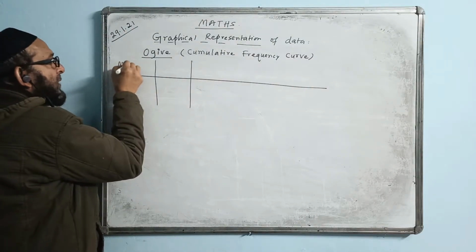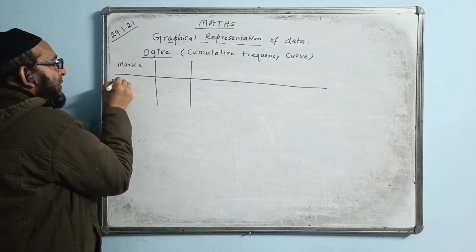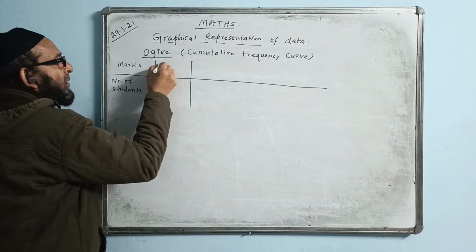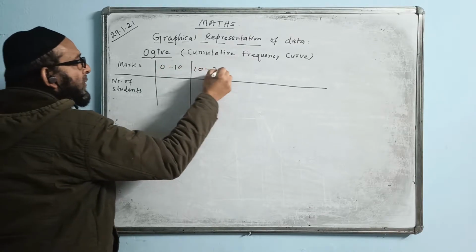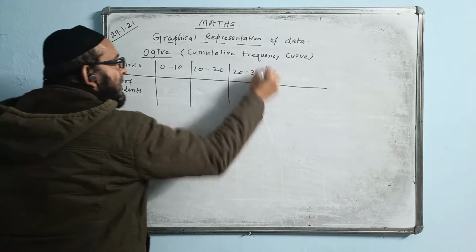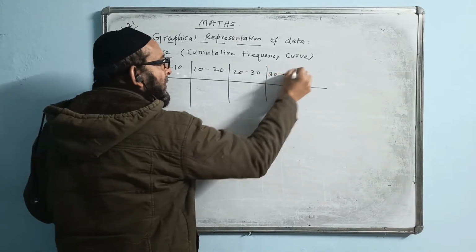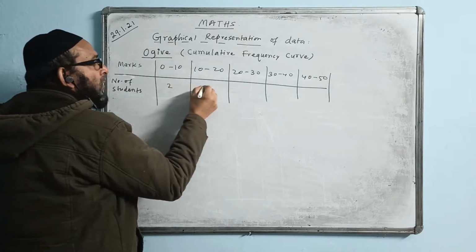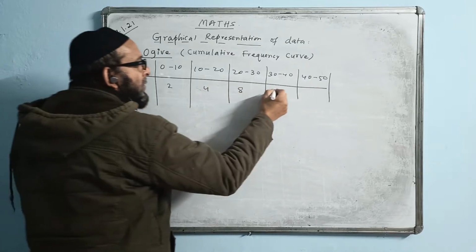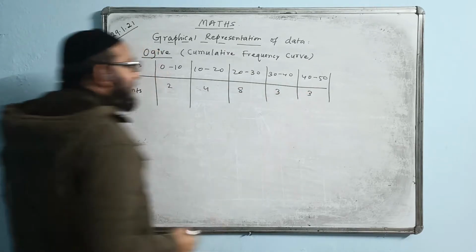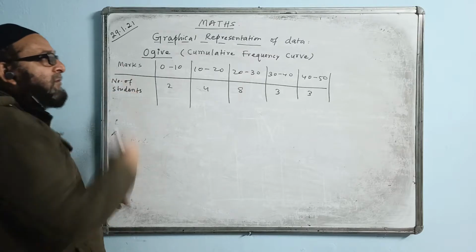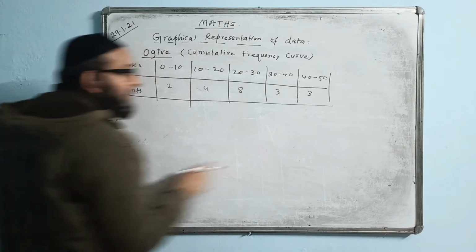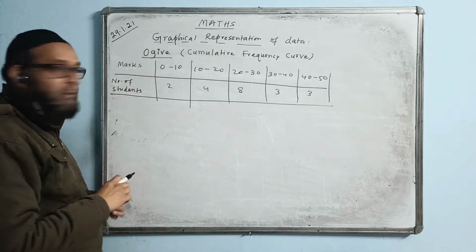distribution. Here also marks and number of students are given. Marks given are 0 to 10, 10 to 20, 20 to 30, 30 to 40, 40 to 50. And number of students given are 2, 4, 8. They are asking to draw the ogive, and after drawing it, they will ask you to find something. I will talk about that later. First we draw the ogive of this table.